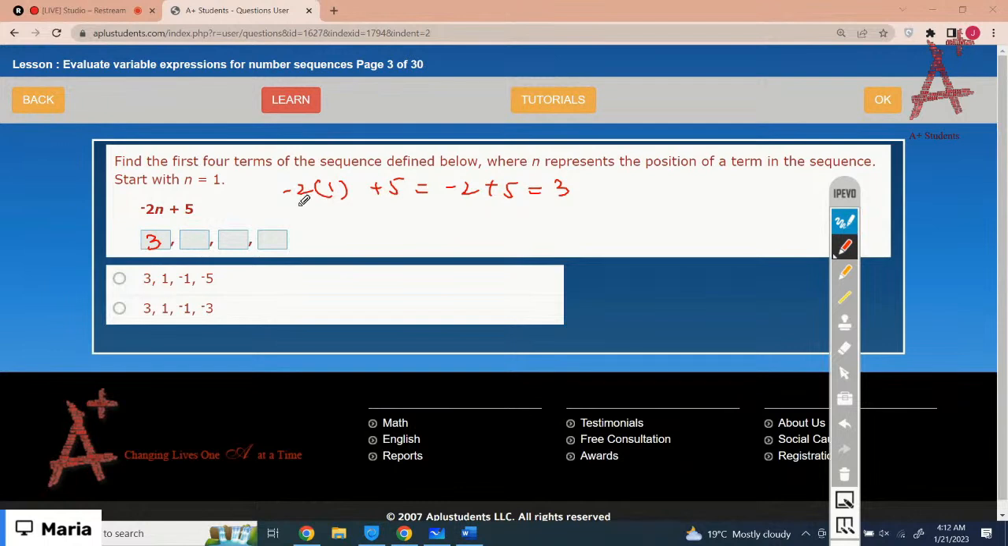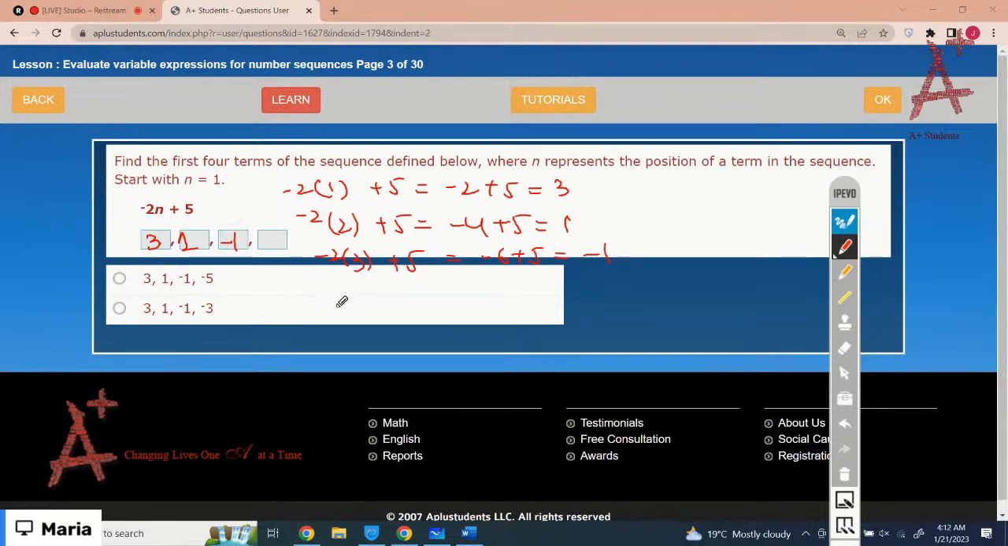Got it? Now let's just replace the n with 2. It would be negative 2 times 2 plus 5. Negative 2 times 2 is negative 4 plus 5. So 5 minus 4 is 1. That means the second term in the sequence is 1. Got it? For the third one, replace the n with 3. It would be negative 2 times 3, which is negative 6, plus 5. So negative 6 plus 5 is negative 1. So the third one is negative 1.